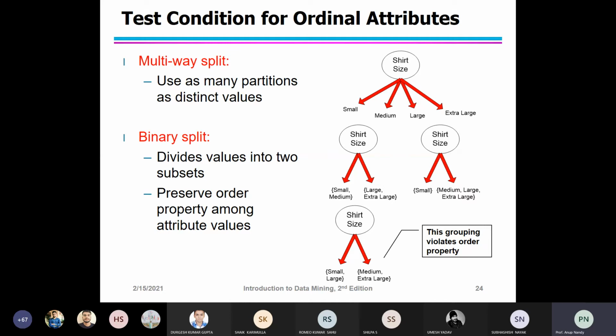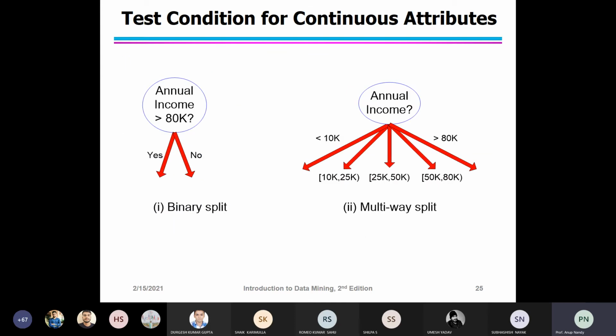It means that if you do this binary split, small and large end up in the same partition, but it should not be like that, while medium and extra large combine into another partition. So that is the way it works for ordinal attributes.